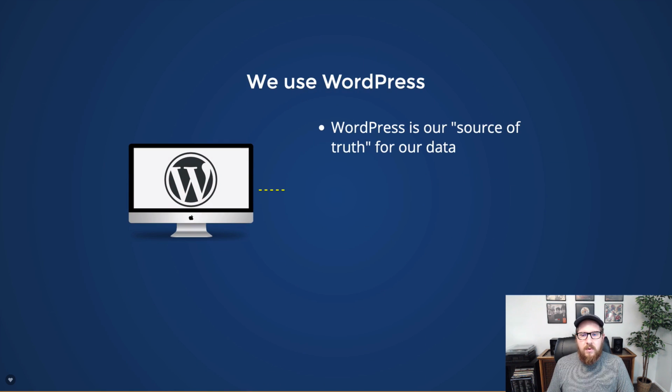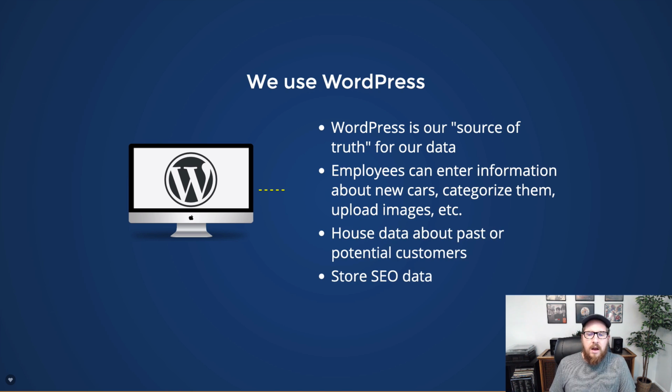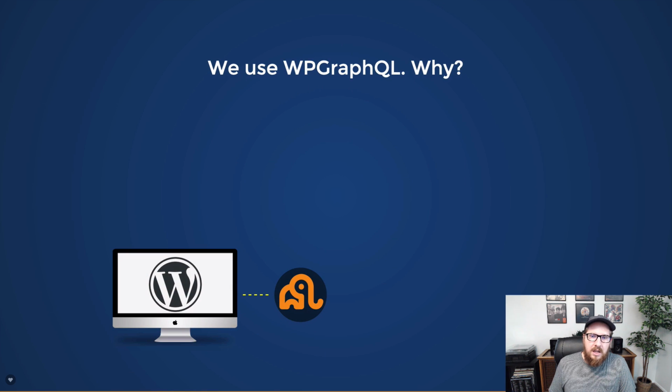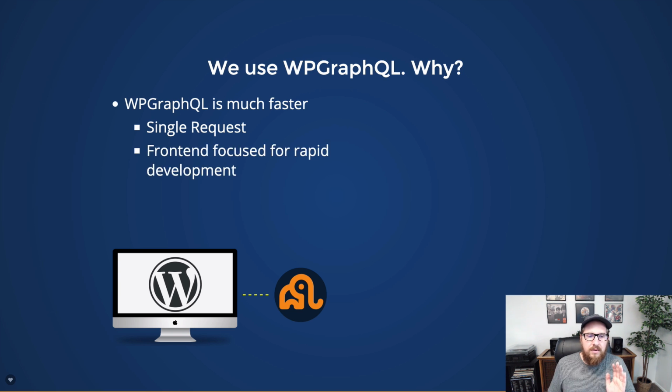So first we use WordPress. It's the source of truth of our data. The employees can enter in information, the kind of stuff that I talked about already. So we're going to use WP GraphQL. Why? WP GraphQL is much faster. When you send data in there, it becomes a single request rather than multiple requests, and it is front-end focused.